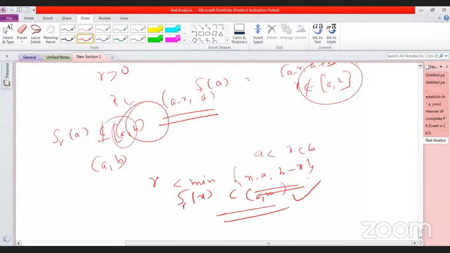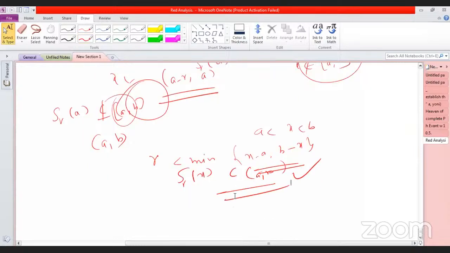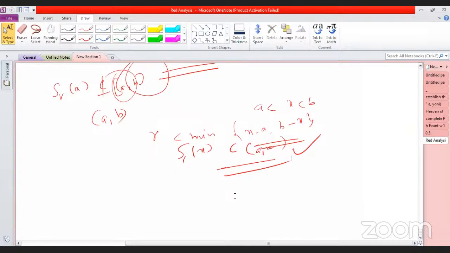Since there is no point in the empty set, the condition of open set is vacuously true for the empty set. Hence the empty set is an open set, and the metric space considered, a subset of X, is an open set. First we write these two conditions, and that is enough for an open set.